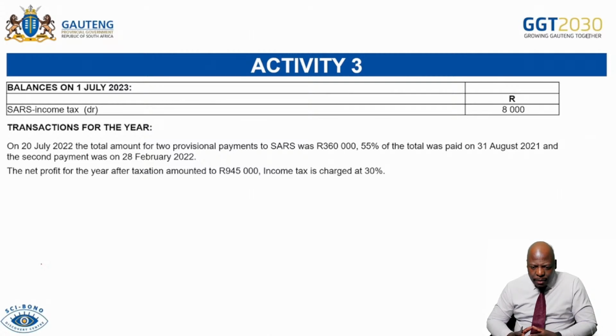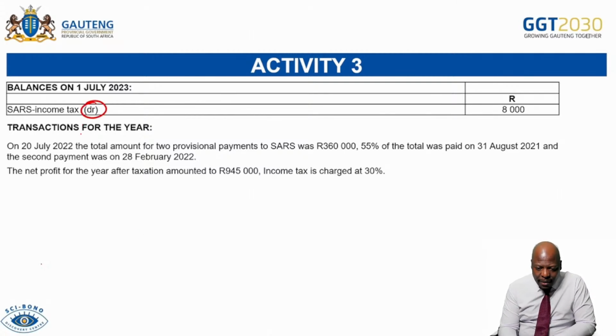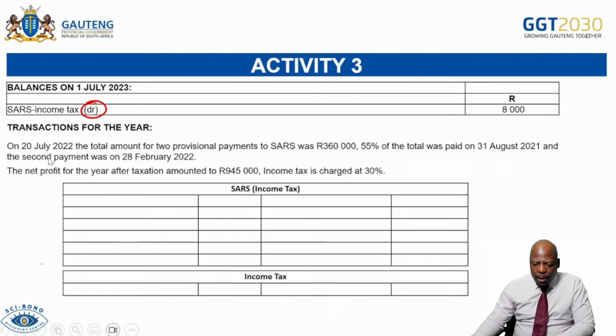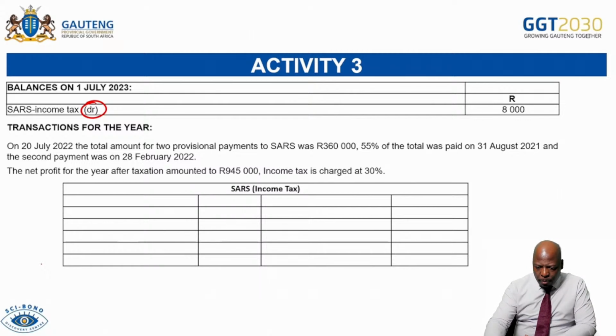Here it's SARS income tax. You can see this one now is no longer a credit balance, but rather it is a debit balance. And then let's start working. So what are we required to do here? To begin, we will start with our SARS income tax, and from there we'll do the income tax account. Okay, but maybe for us to focus better, let's just start with our SARS income tax.